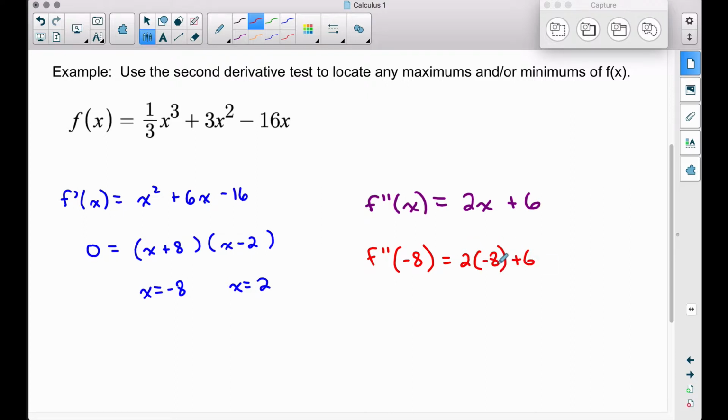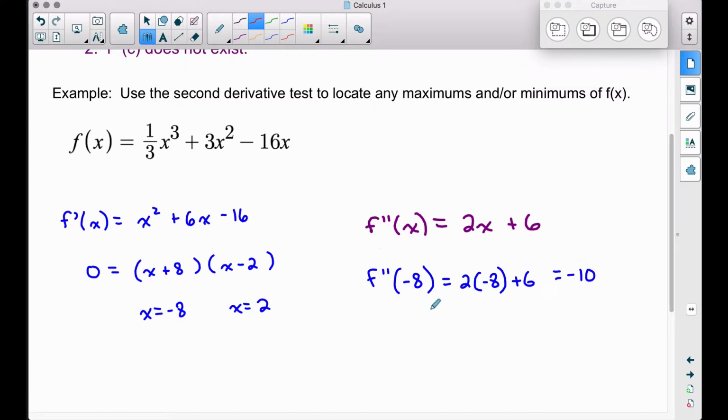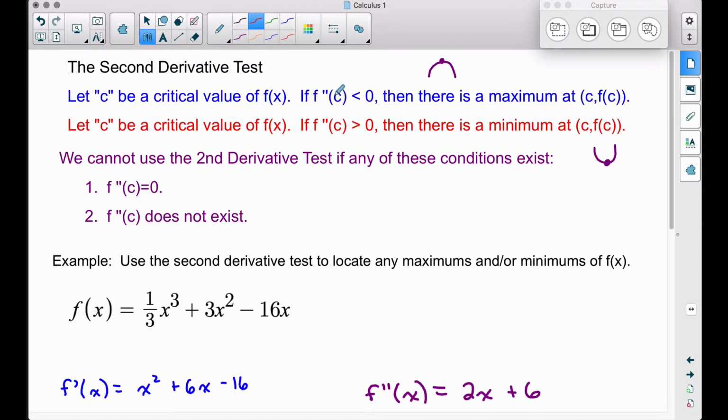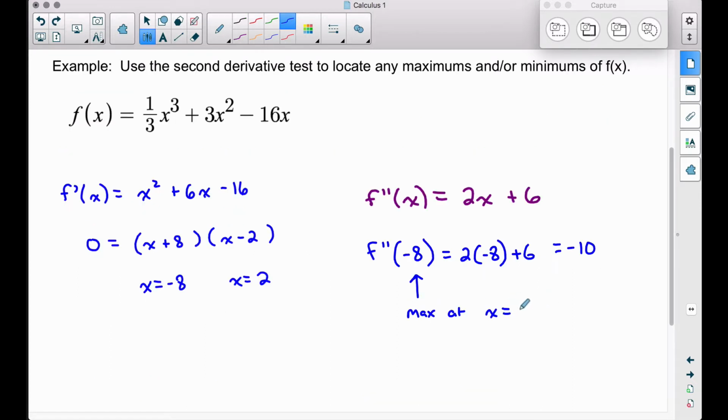If we take 2 times -8, we get -16 plus 6, we get a -10. I'm going to change that to a blue color here because notice our second derivative at this critical value is less than 0. When your second derivative at that critical value is less than 0, we have a maximum. So we don't have to do any sign testing on the left side or the right side like we did in the first derivative test. I guess you could say that's one benefit of the second derivative test versus the first derivative test. So therefore, we are guaranteed to have a maximum when x is equal to -8.